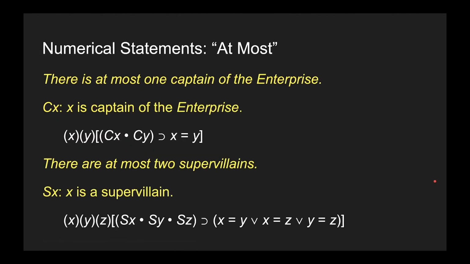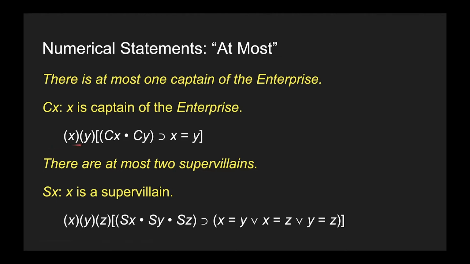There are also various types of numerical statements in English. For example, here are some statements known as at most statements. So here's a given statement. There is at most one captain of the Enterprise. So let's let the one place predicate CX stand for X is captain of the Enterprise. This is going to look a little strange because we're talking about there being at most one captain of the Enterprise. And the way you do this in logic is with two universal quantifiers.